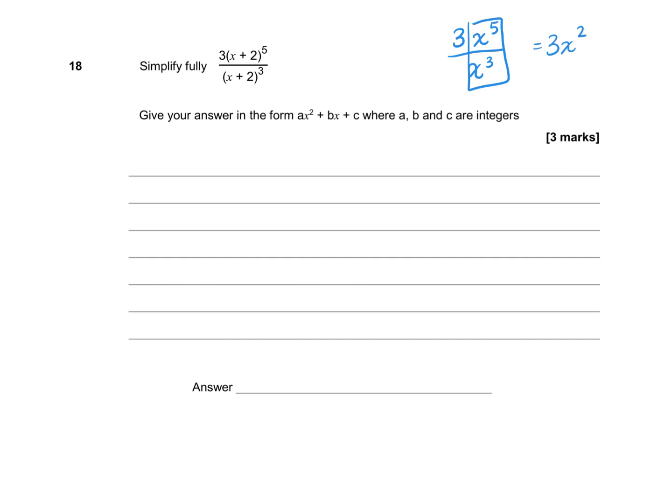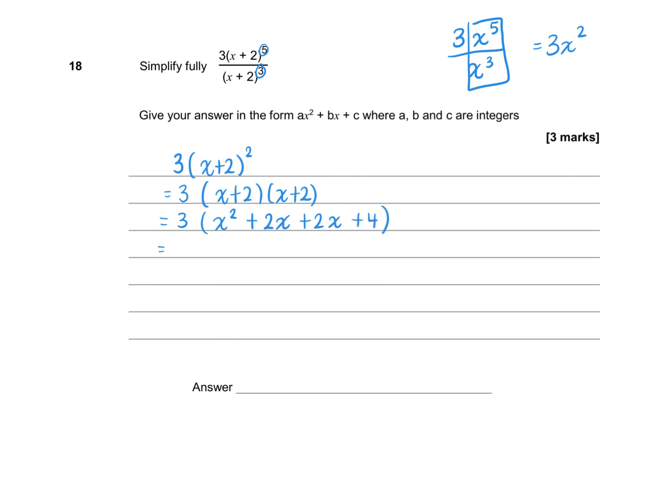So we can subtract these powers right here, because the x plus 2 are the same bases. So 5 take away 3 is going to give us 2, and we'll be left with 3(x + 2) all squared, which really just becomes a nice expanding brackets question. So this is going to be 3 times (x + 2) times (x + 2). So you can go ahead and expand that: x times x is x squared, x times 2 is 2x, 2 times x is 2x, and 2 times 2 is 4.